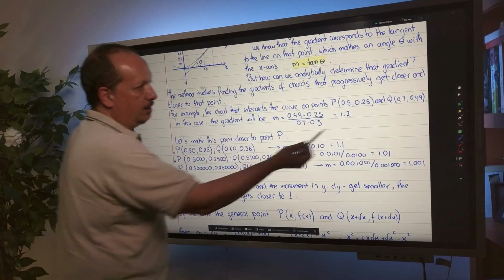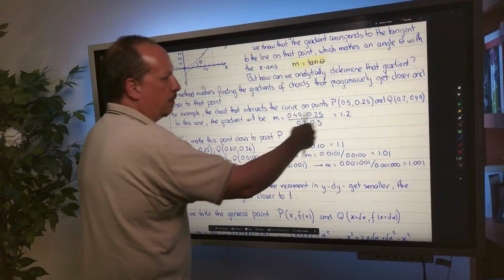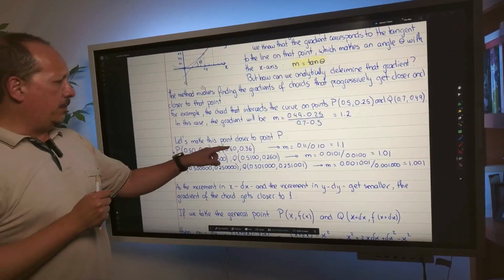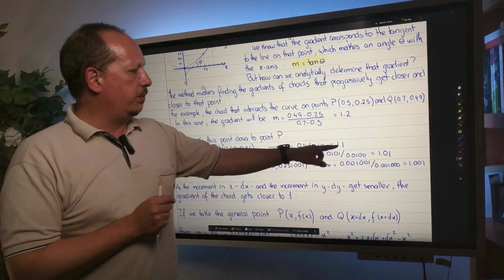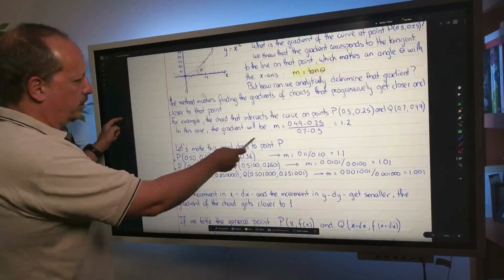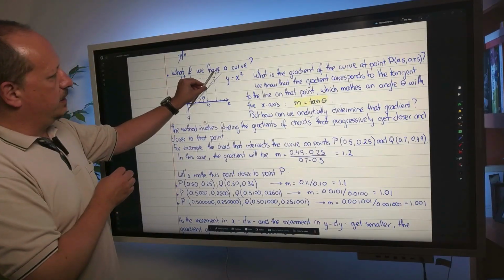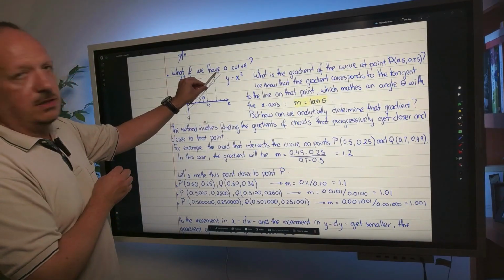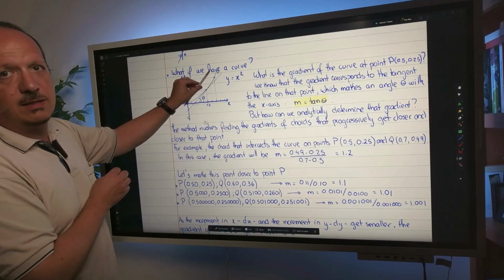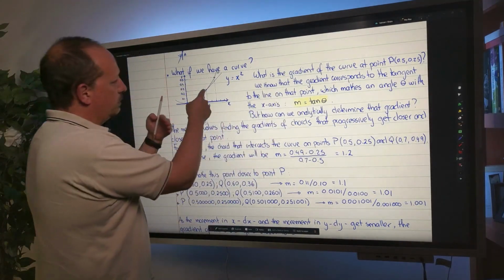As you can see, it's getting closer to this one, right? And then I apply the same formula. If I apply that formula, I get this gradient over here, 1.1. I didn't bother to sketch this one, otherwise it would be too confusing, but the gradient of the second chord is going to be smaller, right? So I'm going to keep bringing the second point closer to this one.